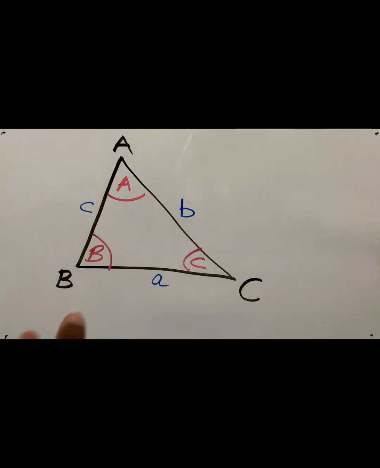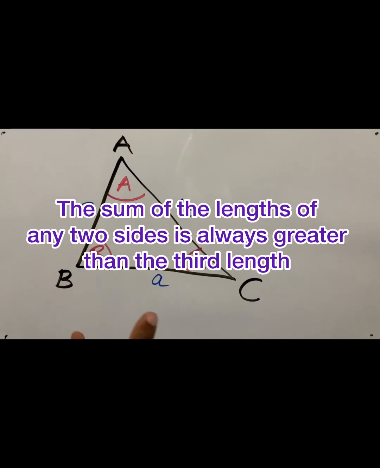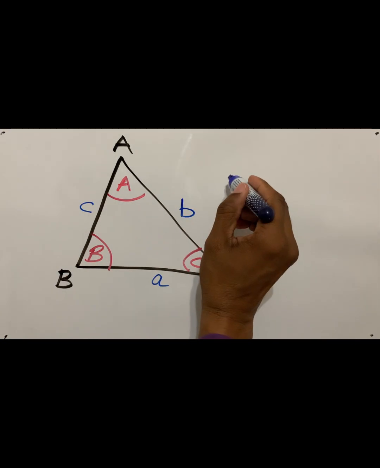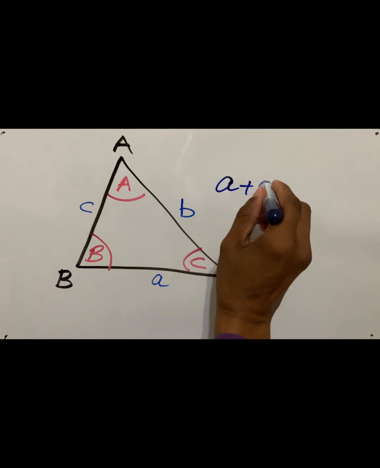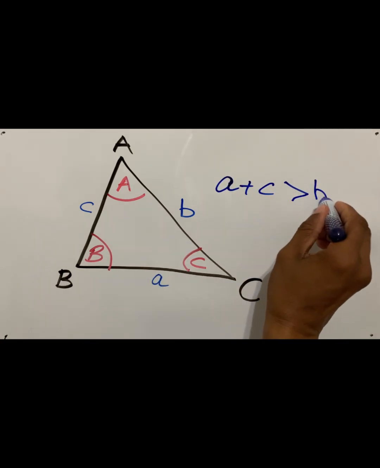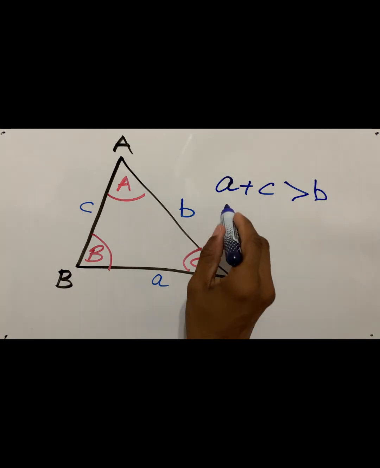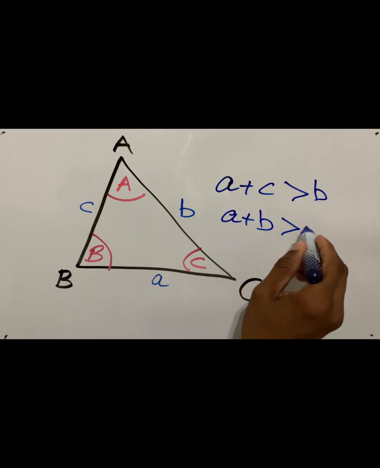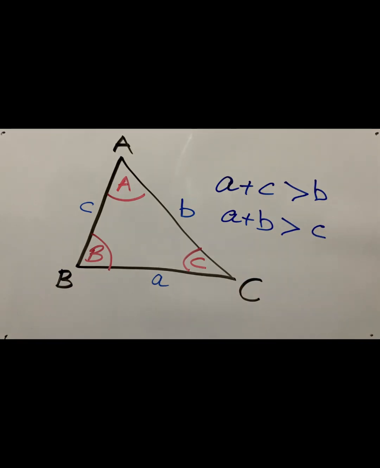Likewise, in every triangle, the sum of the lengths of any two sides is always greater than the third length. So let's say side a plus side c. Side a plus side c is always going to be greater than side b. If we had side a plus side b, it is always going to be greater than side c.